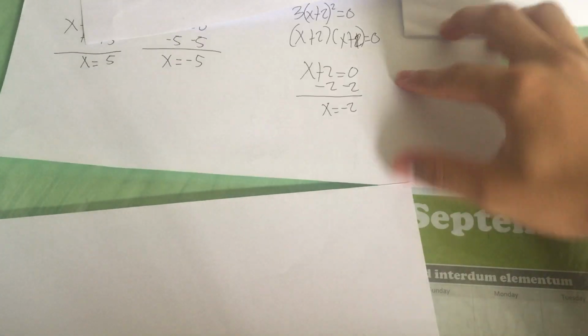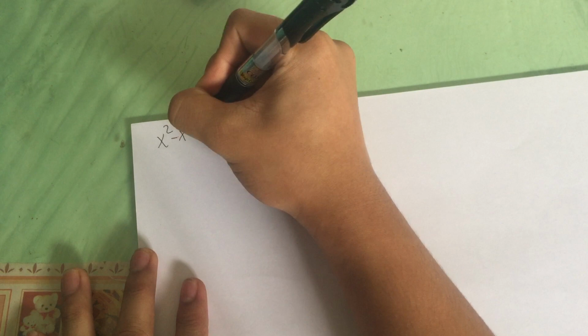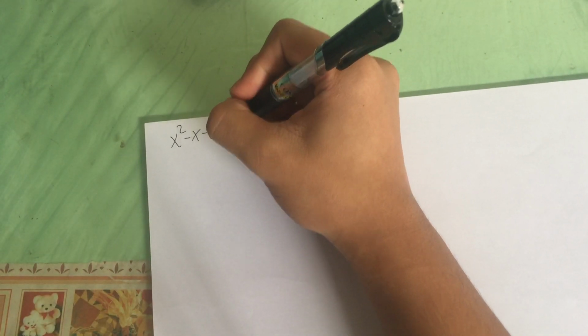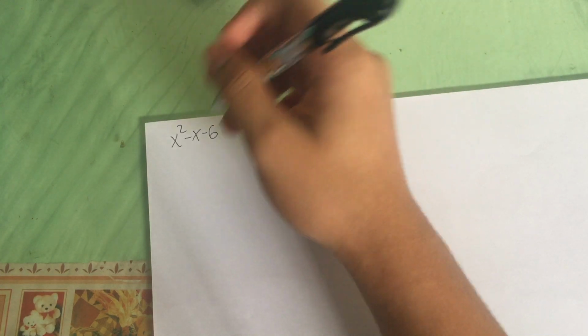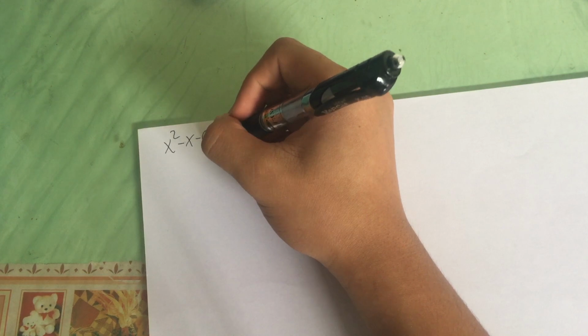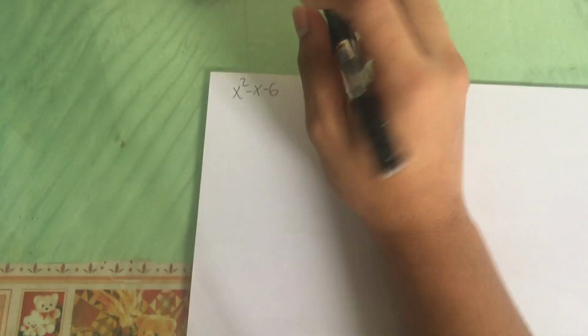Okay, now let's start with x squared minus x minus 6, which will then lead to your answer. But first, let's do this. You will have to divide by 6 so that your leading coefficient will be 1.